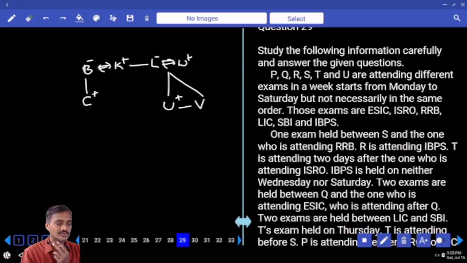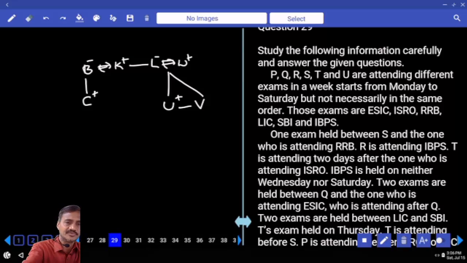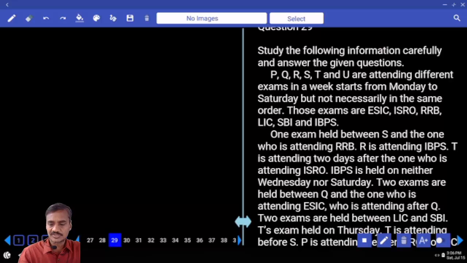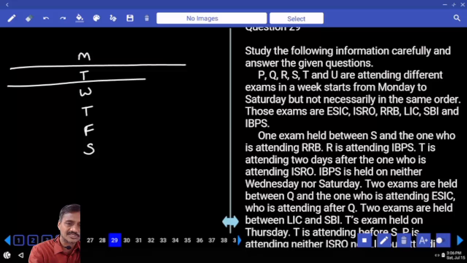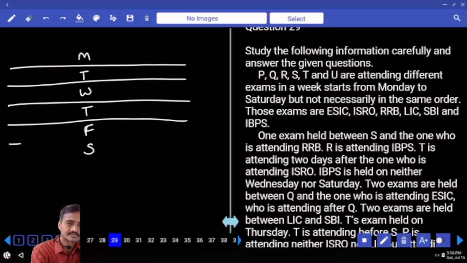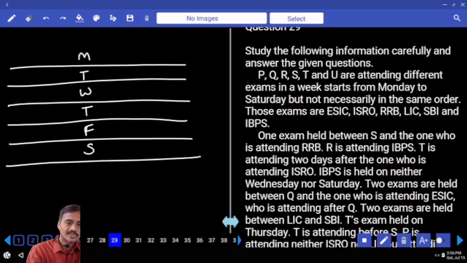Then 29 onwards. Now 29 to 33, how many questions were there under this? 29 to 33. Now here, only 6 persons are attending different examinations in a week, starting from Monday and ending on Saturday. Monday, Tuesday, Wednesday, Thursday, Friday and Saturday. Now 6 persons are attending these 6 examinations held on 6 different days.